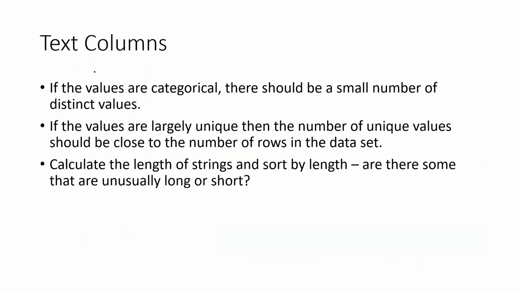For a text field, a text field can be a categorical field, for example, gender. For people, we can have gender male and female. So gender male and female is a categorical field. This should be a small number of distinct values. If the value is largely unique, then the number of unique values should be close to the number of rows. So each name should have one row.